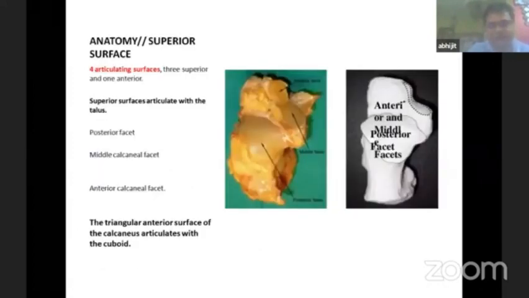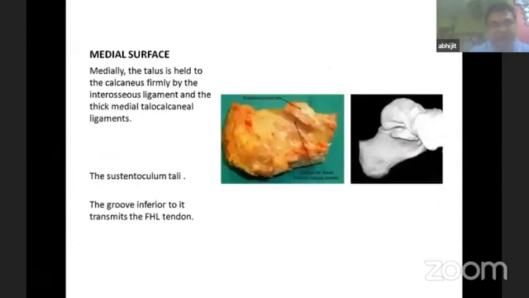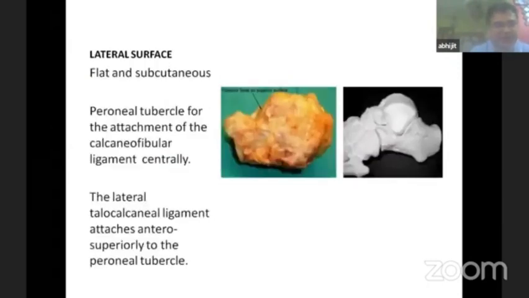Here is another anatomical structure of the calcaneus with the superior surface. There are 4 articulating surfaces, 3 superior and 1 anterior. The superior surface articulates with the talus: posterior facet, middle calcaneal facet, and anterior calcaneal facet. The triangular anterior surface of the calcaneus articulates with the cuboid. Here is another, the medial surface. You see the lateral surface, flat and subcutaneous. Here is the peroneal tubercle, the attachment of the calcaneofibular ligament centrally, and the lateral talocalcaneal ligament attached anterosuperiorly to the peroneal tubercle.